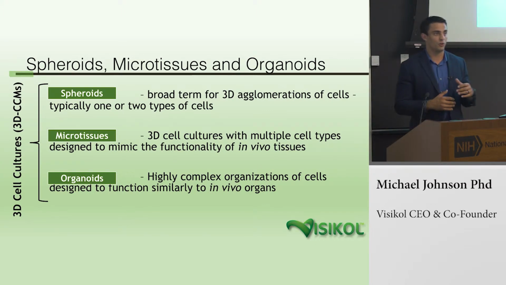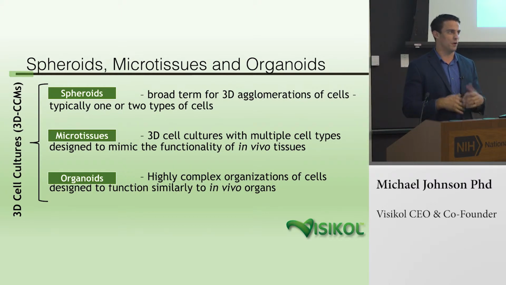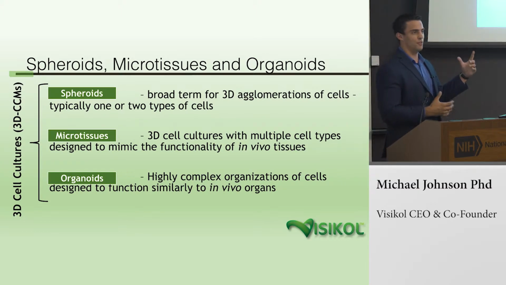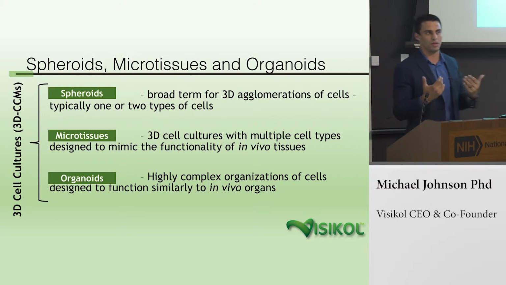Microtissue is a term that was coined by Sphero. The idea here is that they replicate the in vivo characteristics of tissues. And then lastly, we hear organoids a lot. And these terms are kind of used interchangeably, but they all fall into the bucket of 3D cell culture models. And that's a term that we use.